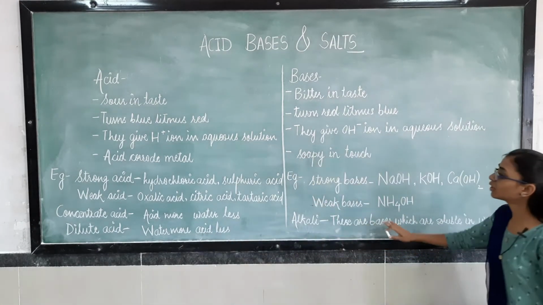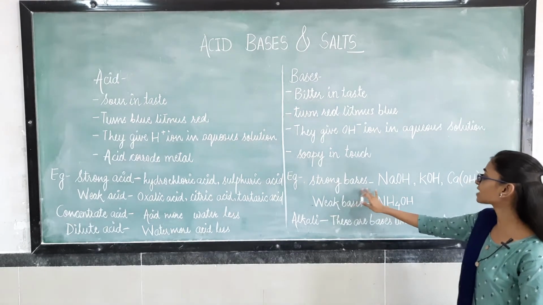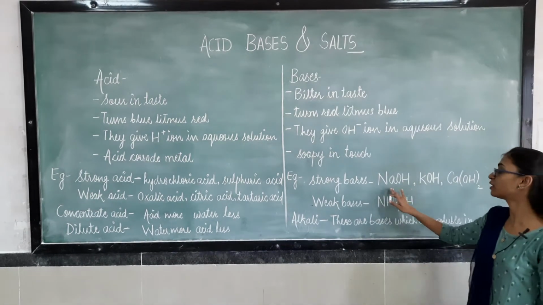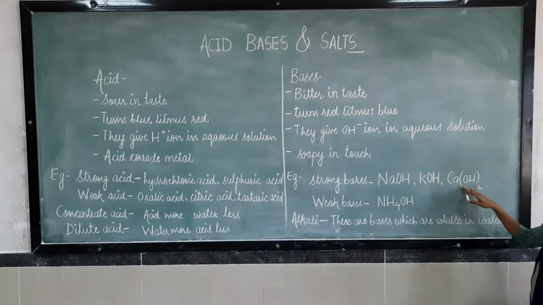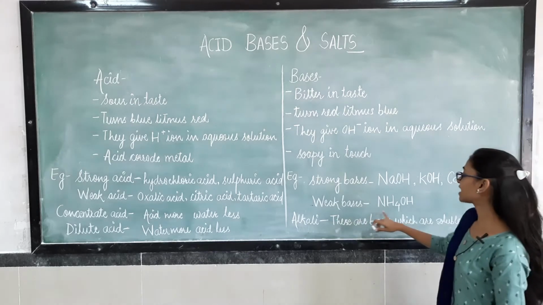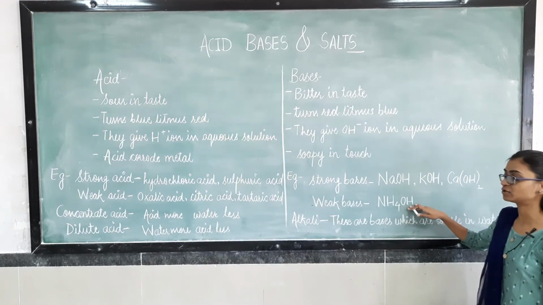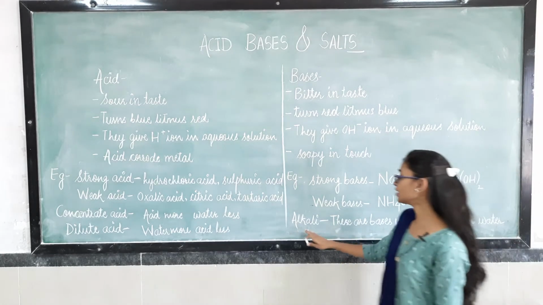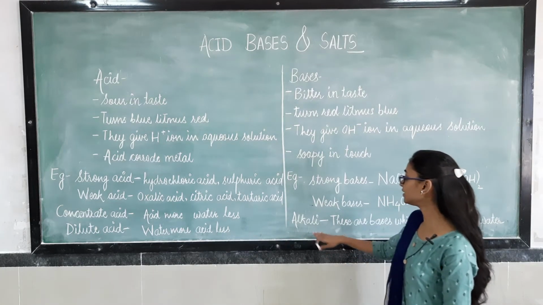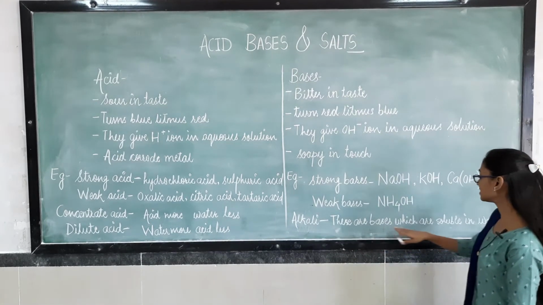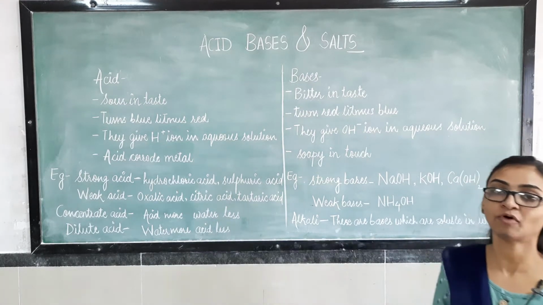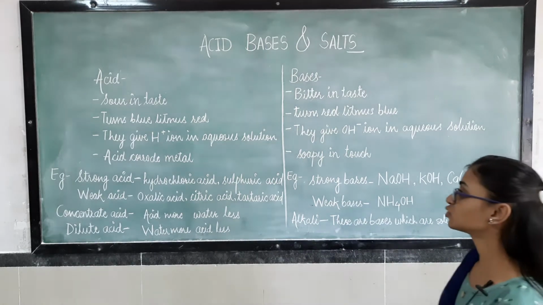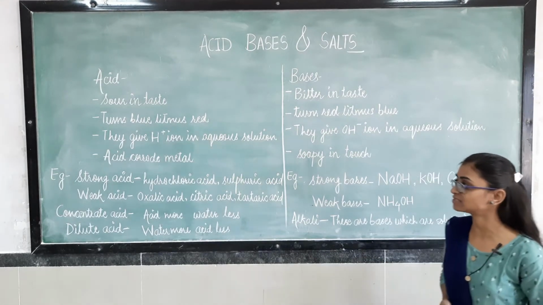Now here examples of strong bases are NaOH, that is sodium hydroxide, KOH, potassium hydroxide, Ca(OH)2, that is calcium hydroxide. Okay. Weak bases are NH4OH, ammonium hydroxide. Okay. Here is a term, alkali. What is alkali? These are bases which are soluble in water. Bases which completely dissolve in water are known as alkali. So these are the general properties which we have discussed yet.